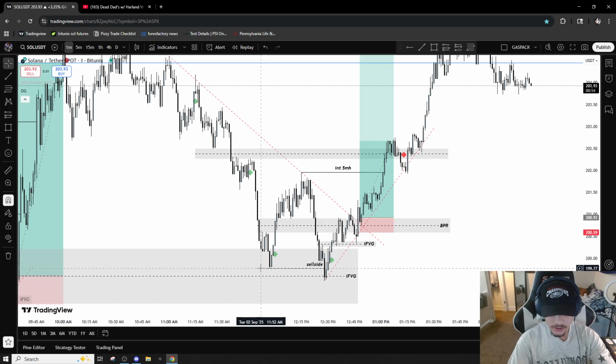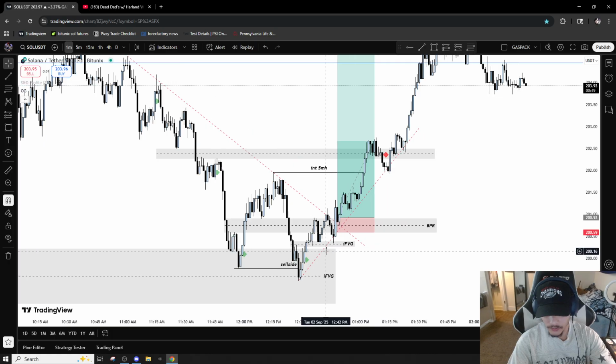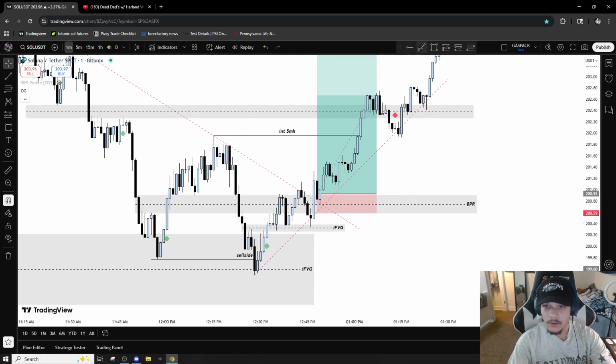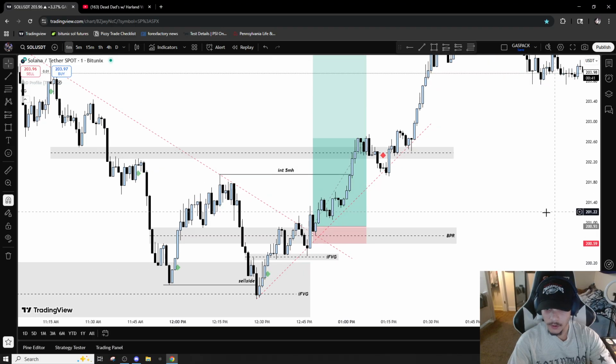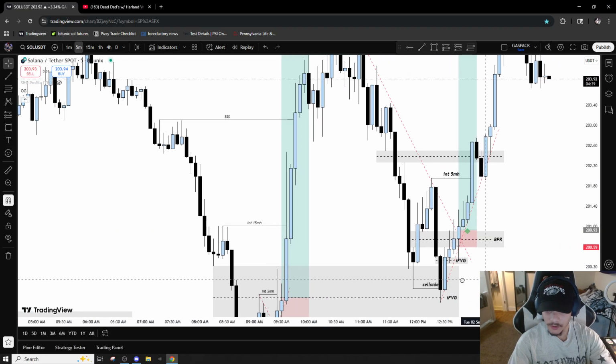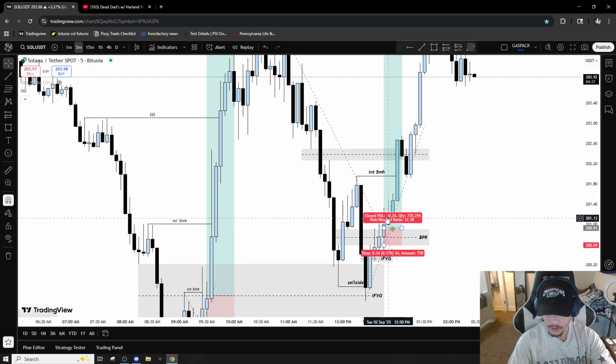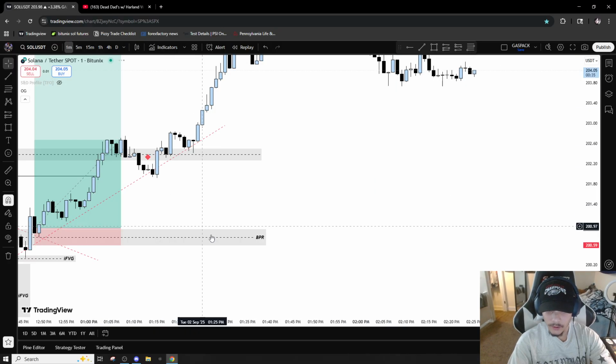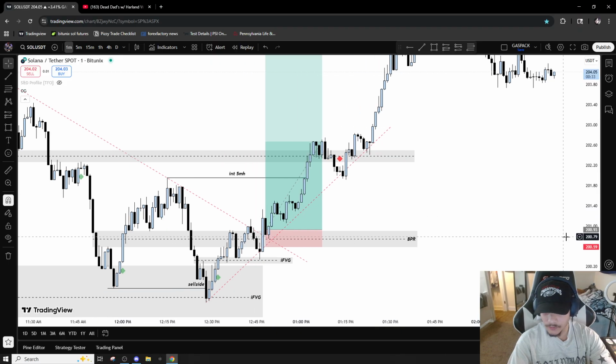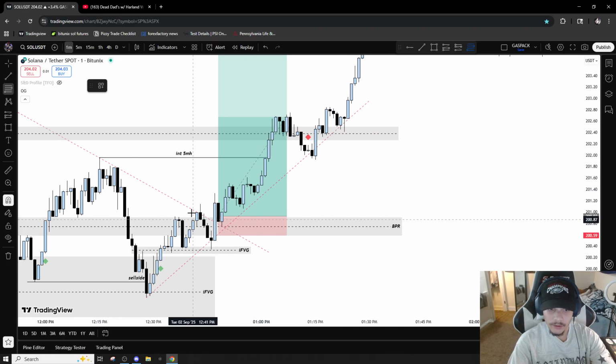All right. Sell side gets swept, tapping that 15-minute. What do we also see? Change in state right here. What do we also see? Inverse fair value gap. What do we also see? 5-minute BPR. Bang. Closure above the 5-minute BPR. Comes retest it perfectly. What do I also see right here?